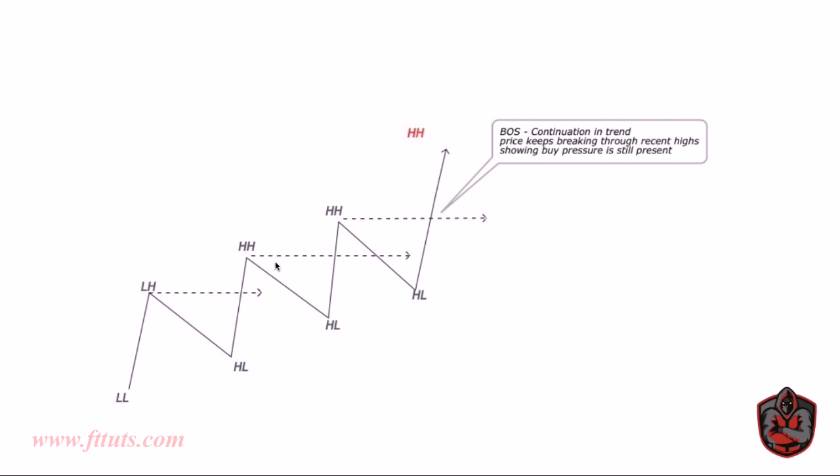Now, how do you know price is continuing its move to the upside? Once price creates that new higher high and prints that higher low, and then it impulses above that recently created higher high, that is identified as a break of structure. This signals a continuation in trend, because it shows that the buyers are still in power, as none of the lows were broken, only the highs were broken, which allows us to look for opportunities to buy into the market.